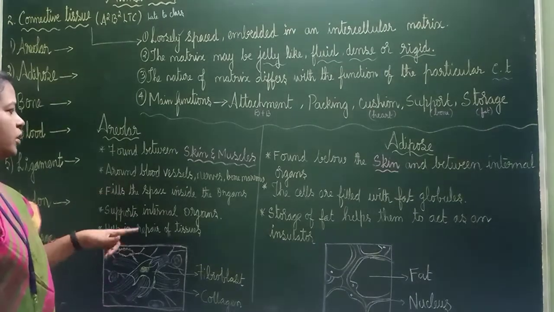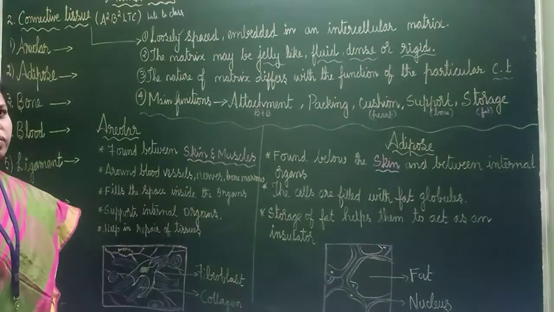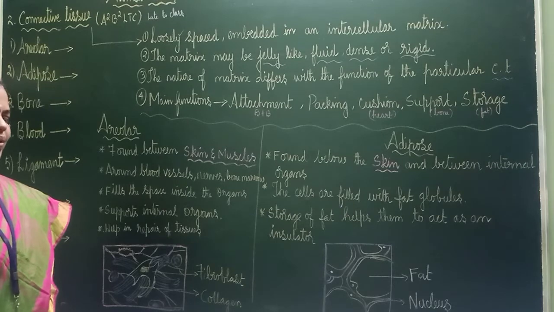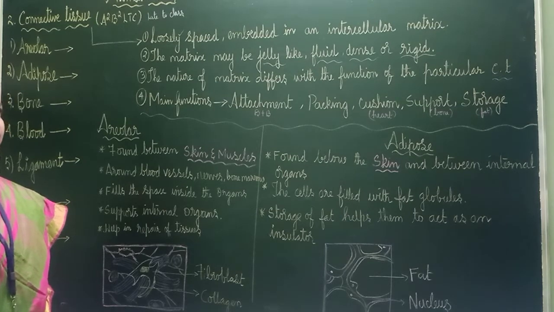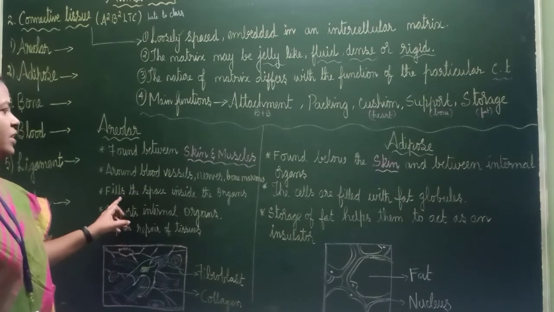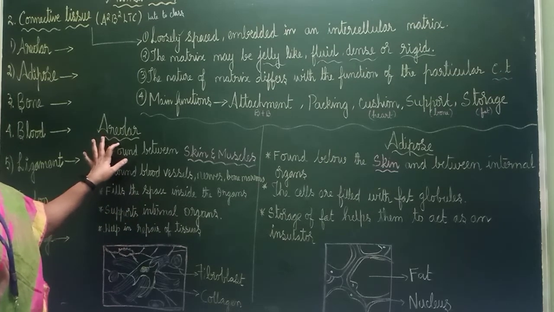Usually, they are found around blood vessels, nerves and also bone marrow. Where will you find bone marrow? Will you check and tell me? Where will you see bone marrow and what is the function of bone marrow? Okay. And it fills the space inside the organs. Areolar tissue also fills the space inside the organs.